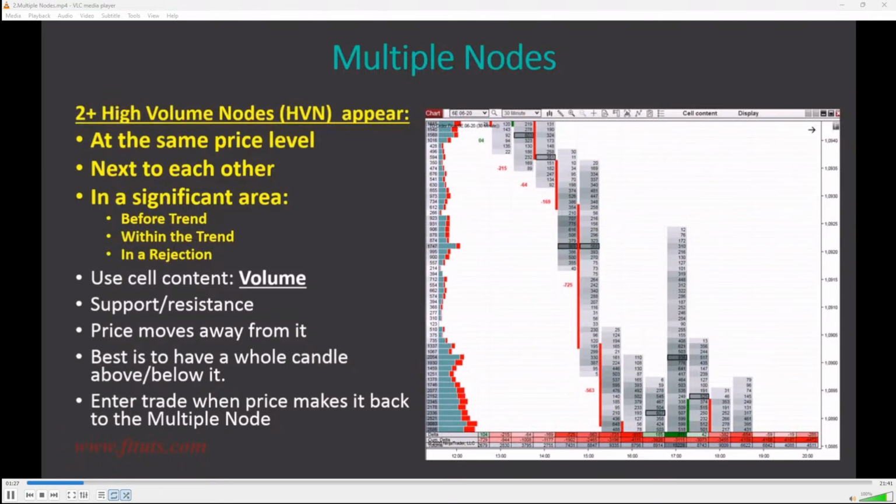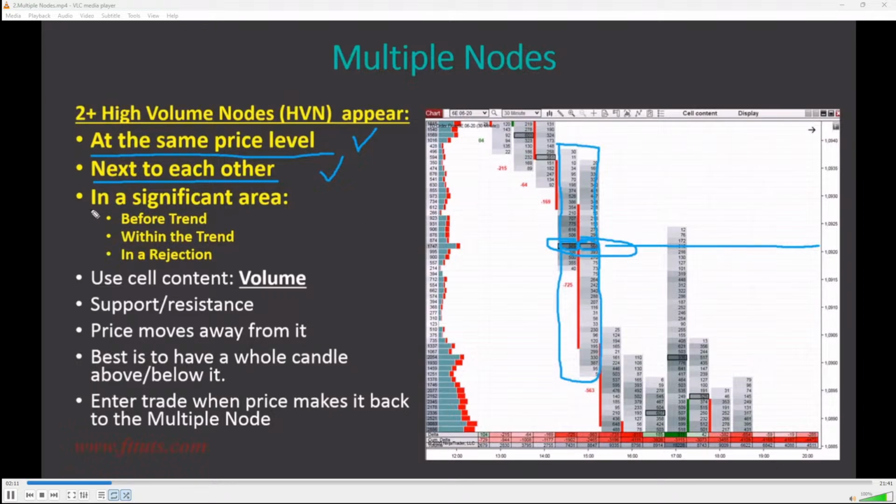Now, there are actually 3 conditions which all need to apply. So you need to see 2 or more of those high volume nodes appear at the same price level. In this case, you can see that those 2 nodes are at the same price level. It is at 1.0921. So this is the first condition. The second condition is they are next to each other. Those 2 footprints are next to each other, and those 2 nodes are next to each other. So that's the second condition.